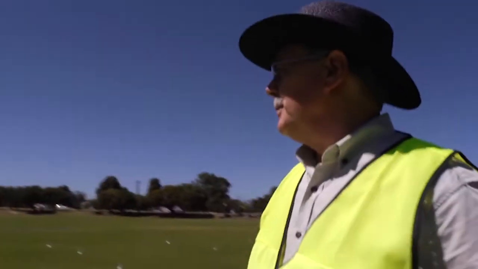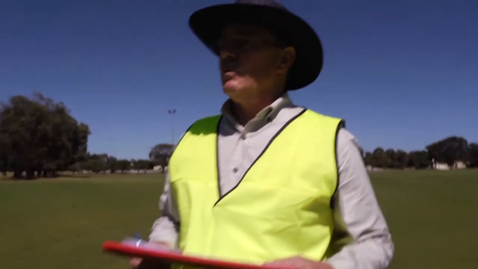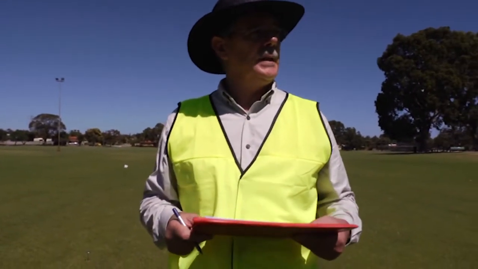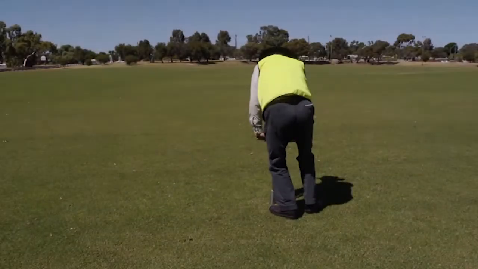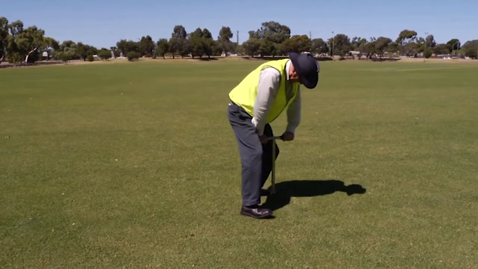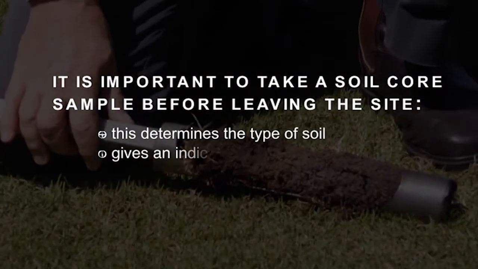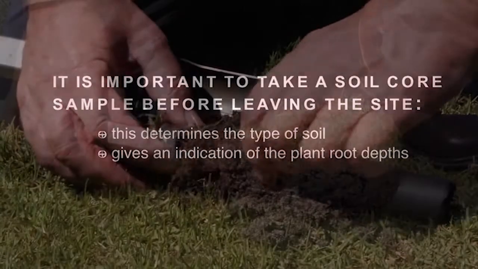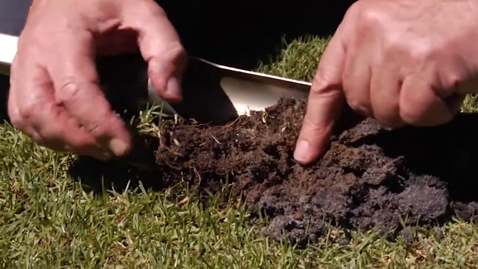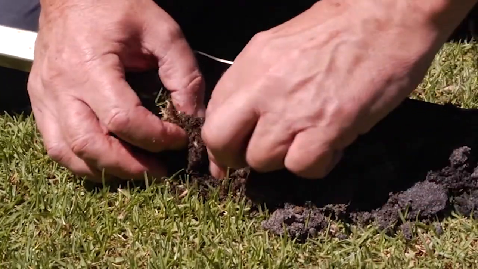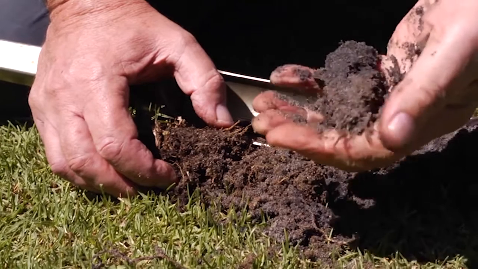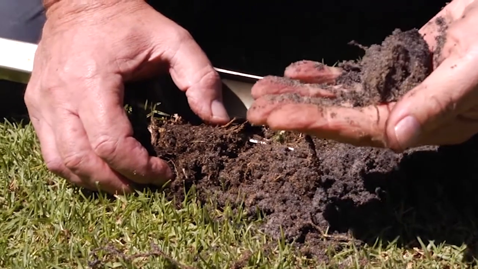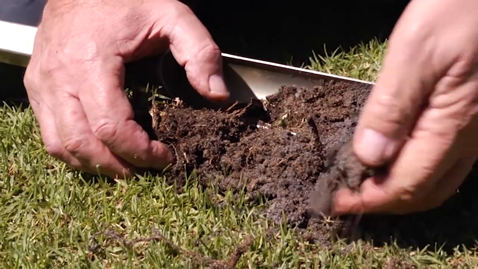Okay, so having taken all the readings, we're now ready to pack up and take the data back into the office and process the data. The last thing to do before leaving the site is to take a soil core sample. This is done to get a feel for the soil type and also to get an indication of the plant root depths. There are two key factors in determining the frequency of irrigation cycles. They are the water holding capacity of the soil type and the effective root depth of the plants.